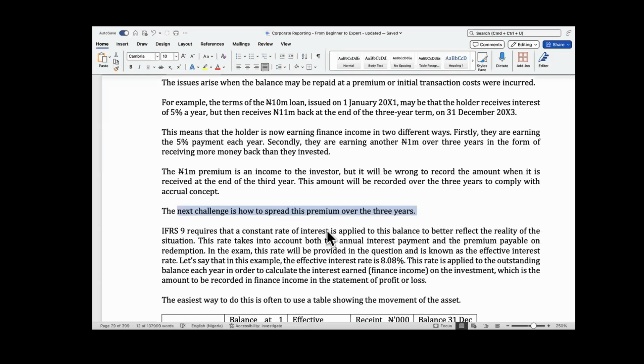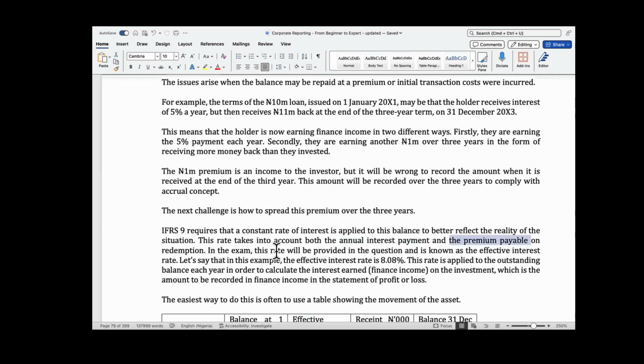IFRS 9 says that we need to get a constant rate of interest. We need to convert this 1 million also to interest. We need to convert it to a rate. So instead of using 5% only, we need to convert that extra 1 million into a rate so that we can apply that also on the outstanding balance to get an amount that we'll call income. So this rate now is that 5% and also a portion of the premium every year.